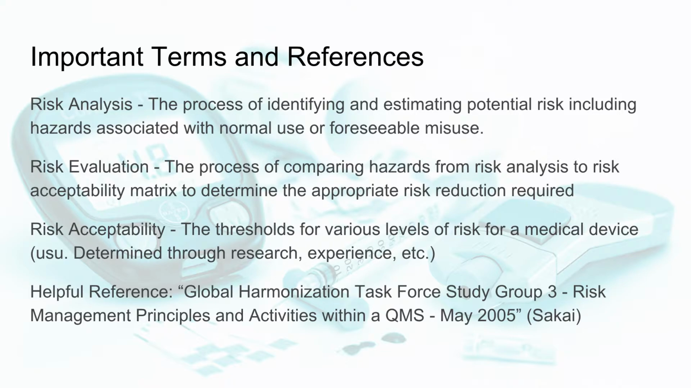Risk acceptability determines the thresholds for various levels of risk in a medical device, and usually these are determined by some sort of research. For those of you that are interested in where I got a lot of the material for today, in addition to some of the ultimate guides from Greenlight, as well as the biodesign textbook and some random regulatory reference, there is a helpful document that has been put out by the Global Harmonization Task Force. It's called Risk Management Principles and Activities within a QMS. I've already put that up on Sakai, so if you're interested, you can pull that up as well. Most of these definitions are covered in there as well.